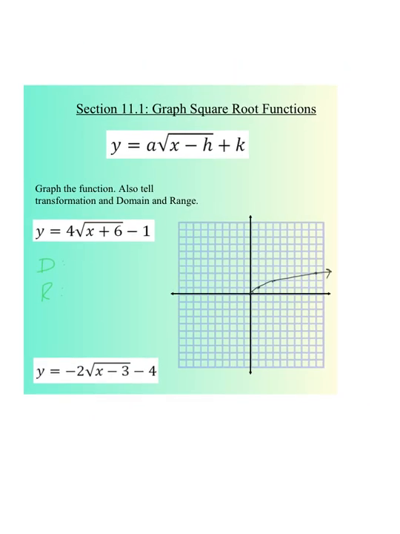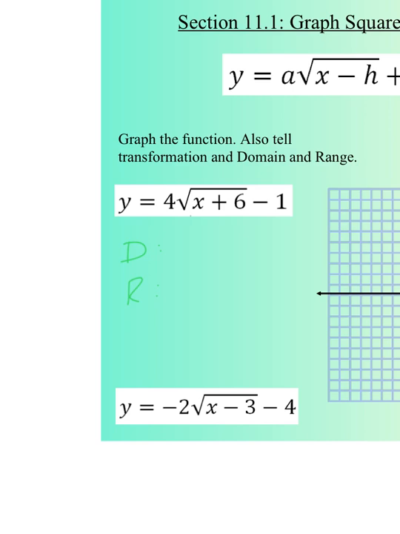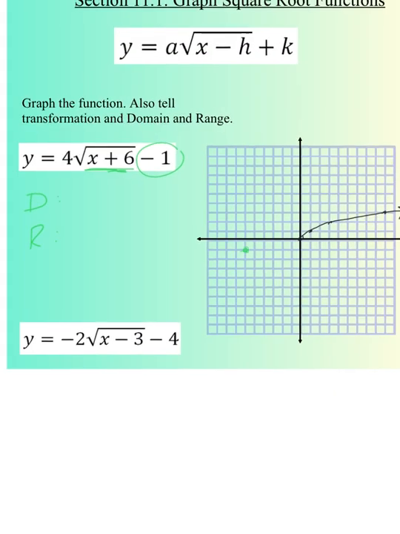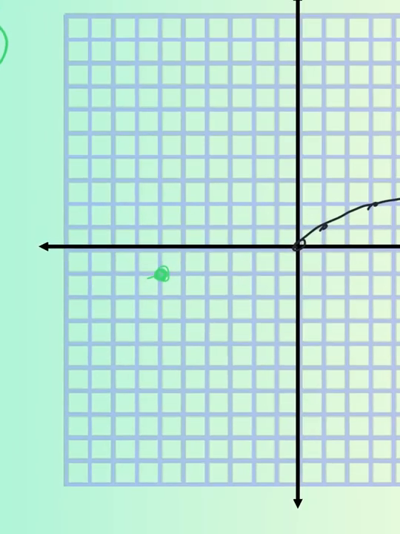I've got the parent already graphed over there, and for this one, I see it's x plus 6. So that means it'll be left 6 if I'm talking about the transformation, and down 1 from the origin. So I'm going to go left 6, 1, 2, 3, 4, 5, 6, and down 1. There's where that first point is going to be, if you can see it. And then it's a stretch of 4. So the first point will be up 4 and over 1.